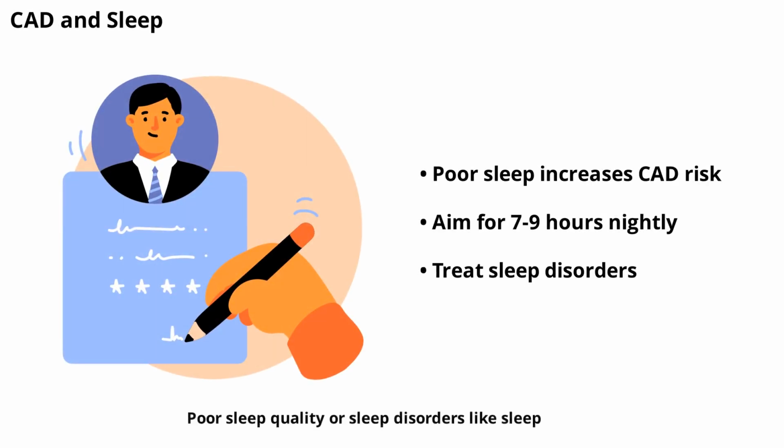Poor sleep quality or sleep disorders like sleep apnea can increase the risk of coronary artery disease. Aim for 7 to 9 hours of sleep per night and seek help if you have trouble sleeping. Good sleep supports heart health and overall well-being.